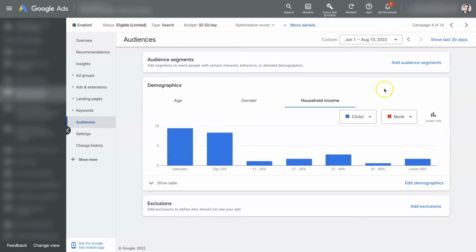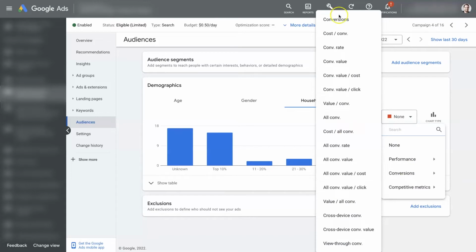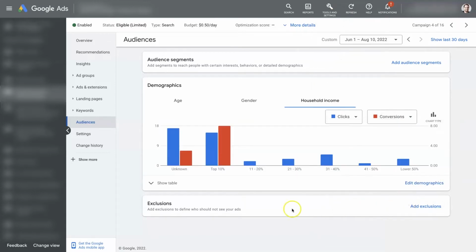So when you're looking at household income here, you'll see that there's two options. So clicks, and then this one is by default set to none. We're going to want to use this and go over to conversions. And now we can see, lo and behold, all of the conversions we've been getting are from people who are in the top 10% of household income earners or unknown, meaning Google doesn't necessarily know where they reside on this scale.